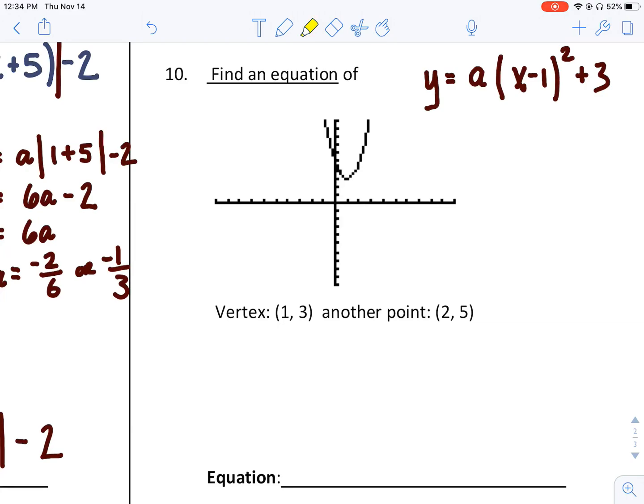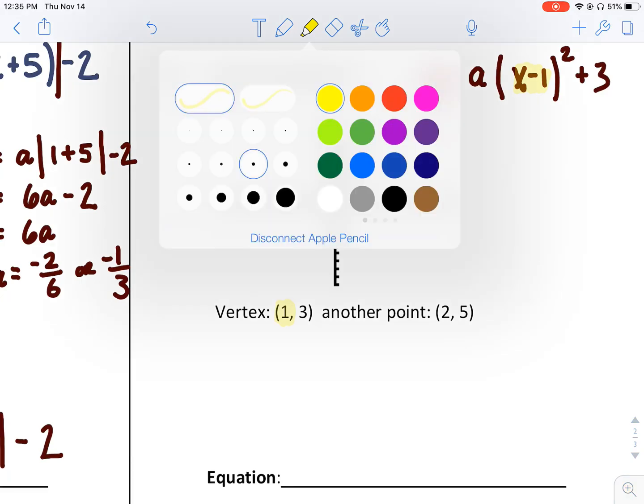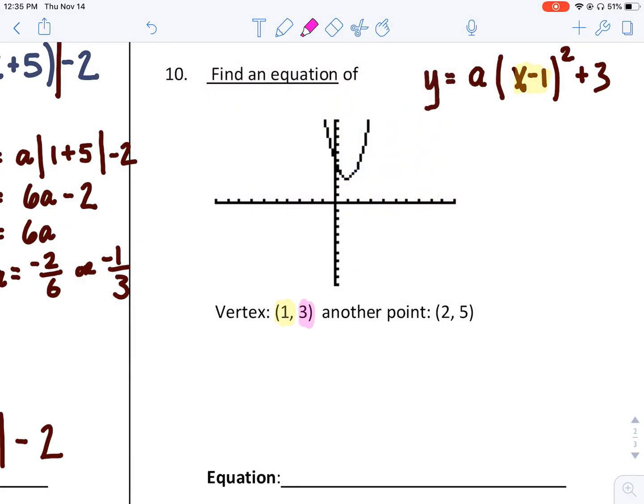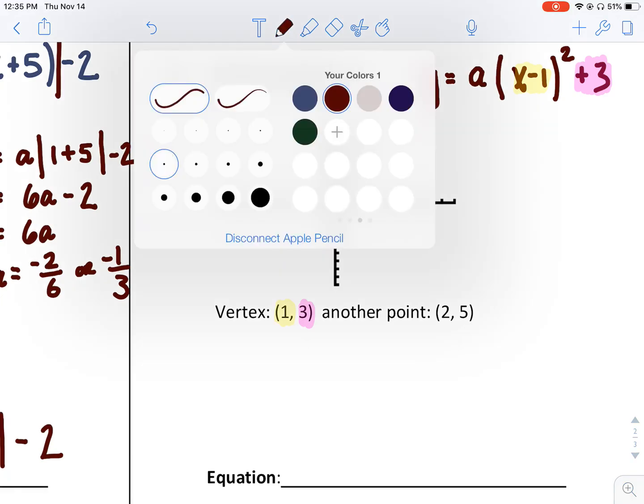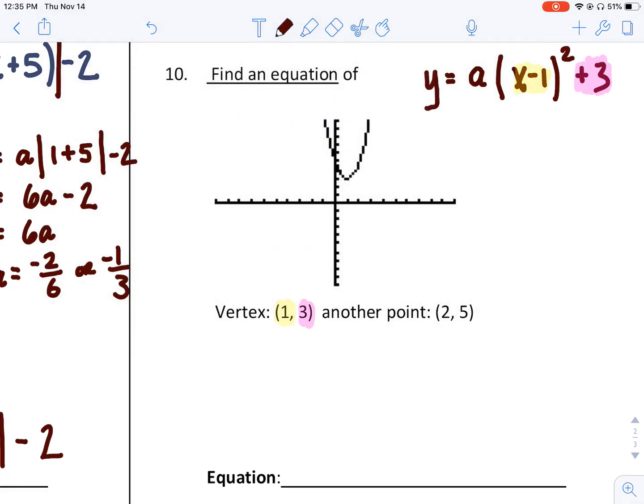So again, just another thing to talk about here. The x value 1 should be opposite of what's inside the equation there. That's a -1. And the y value 3 should be the same as what's in the equation there, a plus 3. So horizontal inside opposite, that's the yellow. Vertical outside same, plus 3, that's the pink. So now I'm going to go ahead and solve that for a.